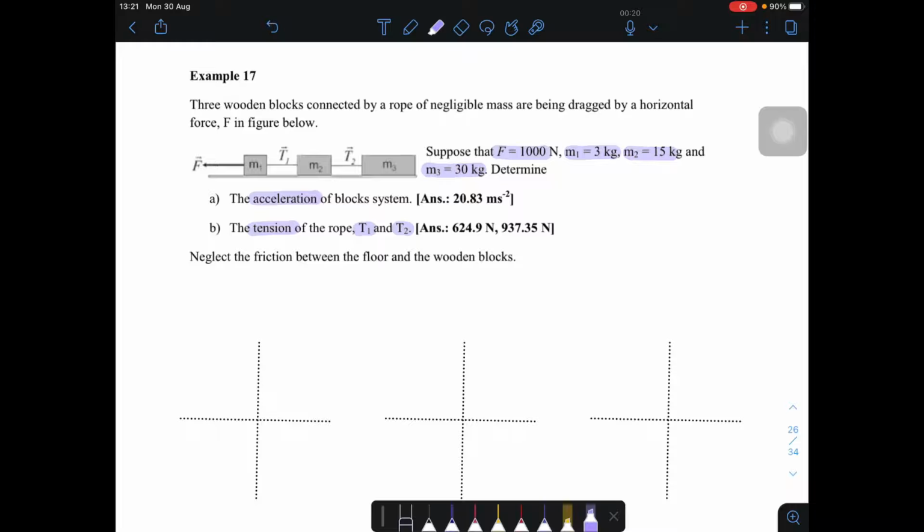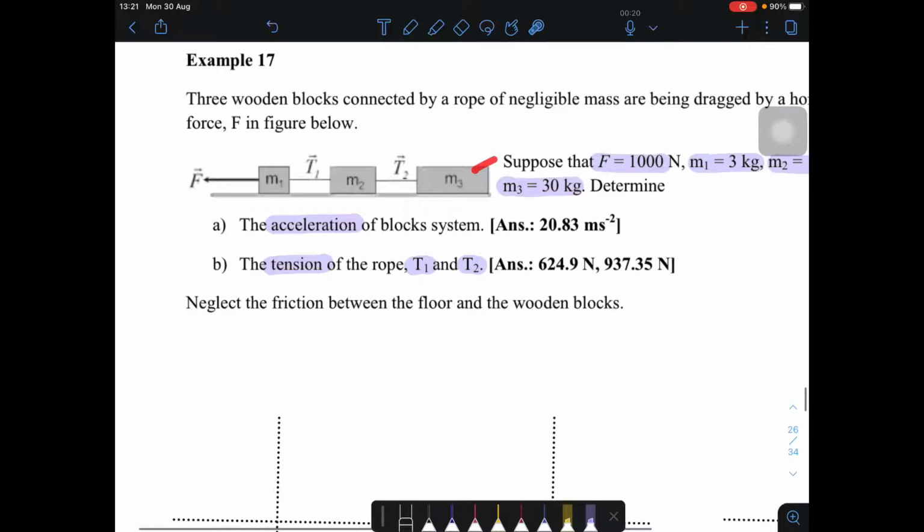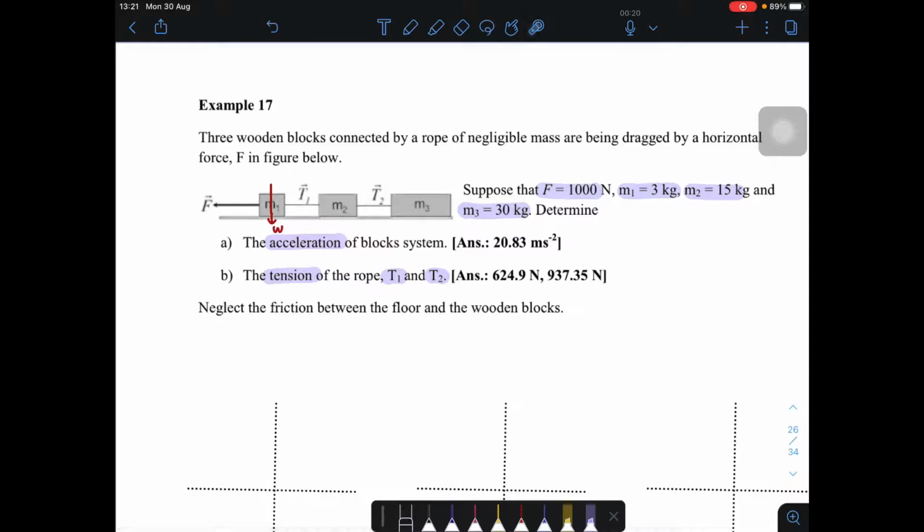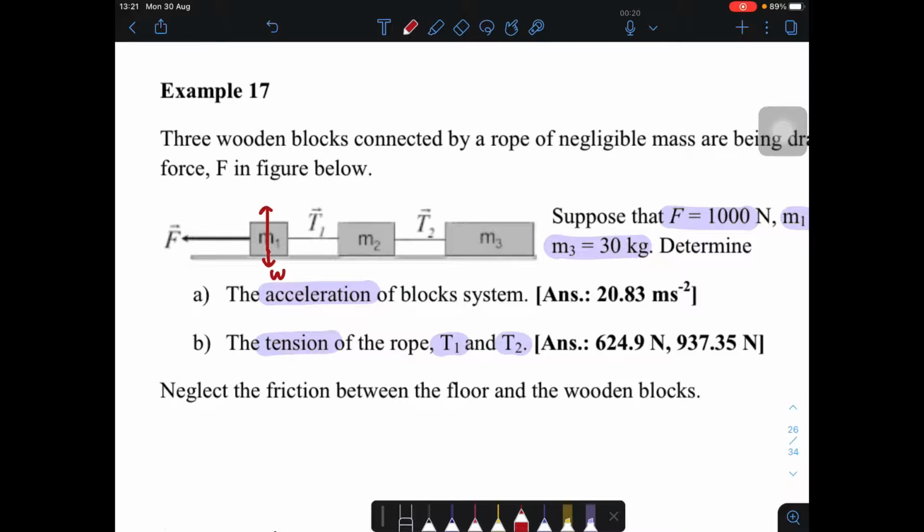And then the external force. Okay, so first of all, as usual, always start with identifying the forces on each block. So we have 3 blocks, meaning that 3 FBD. So as usual, going downward is the weight, and of course it is on a surface, so there will be the normal force. And then we have the tension here, Tension 1.